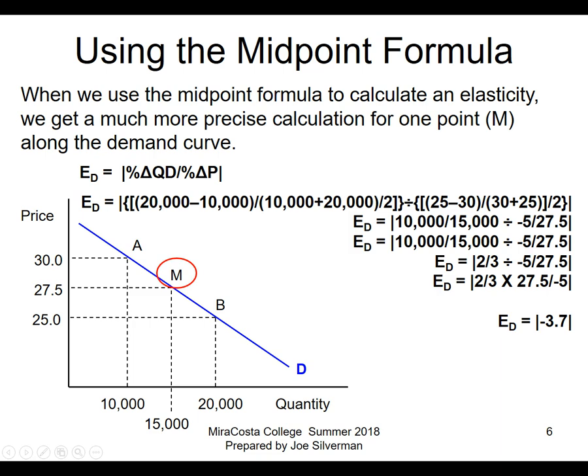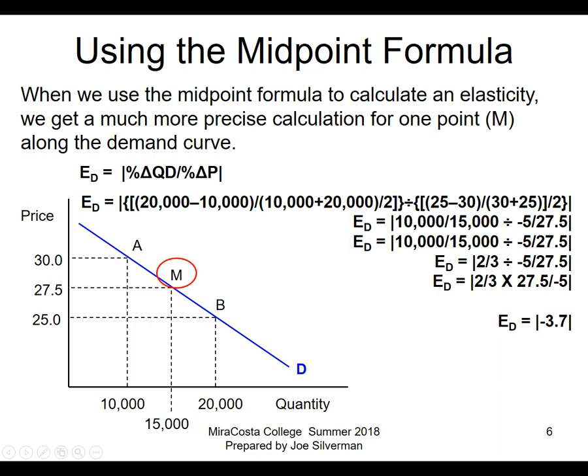My suggestion, by the way, even if you have a calculator that you can plug all these numbers into, is to do as much of this math as you can by hand. And when you get to the final step, plug those numbers into your calculator. You're less likely to make a mistake. In other words, if all you're doing is multiplying 2/3 by 27.5 divided by negative 5, you're much more likely to get the right answer.